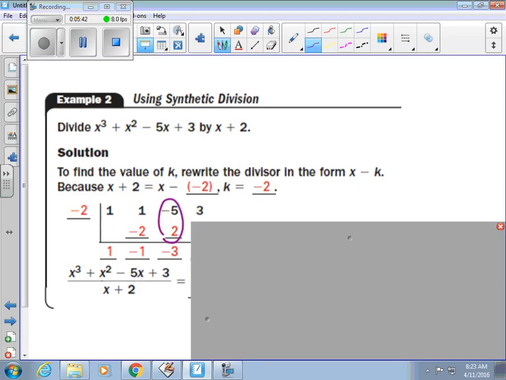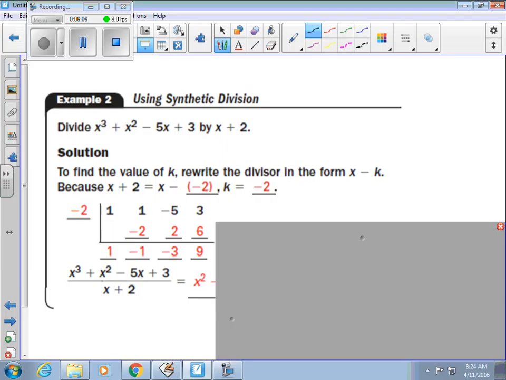Then you go back to that number there. We're going to keep going back to it every time. -3 times -2, we know a negative times a negative is a +6. And then the last thing you do is you combine those two numbers there, 3 and 6, to get 9. Now what we have is a bunch of coefficients. We got 1, we got -1, we got -3, and we got 9.